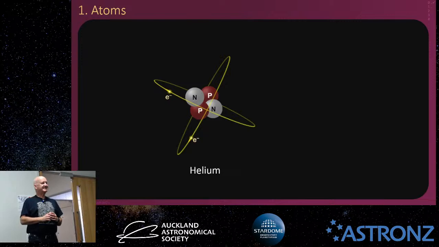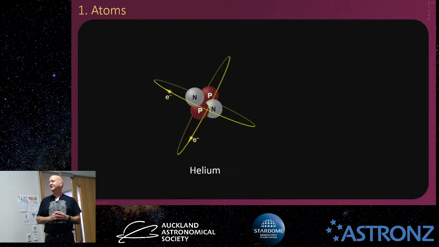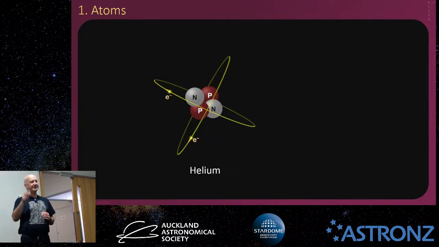Now, this is an old way of picturing an atom: a central nucleus made of protons and neutrons surrounded by electrons orbiting like planets orbit the sun.